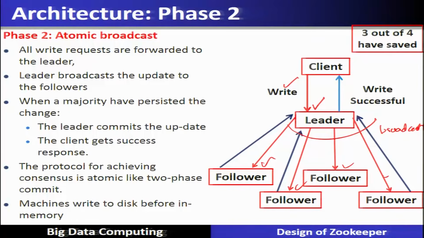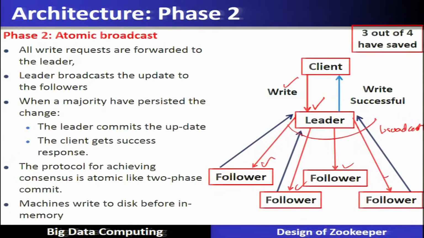When a majority have persisted the change, the leader commits the update and the client gets the success response. Then the protocol for achieving the consensus is atomic, and this is like a two-phase commit protocol. The machines will write to the disk before writing in memory.